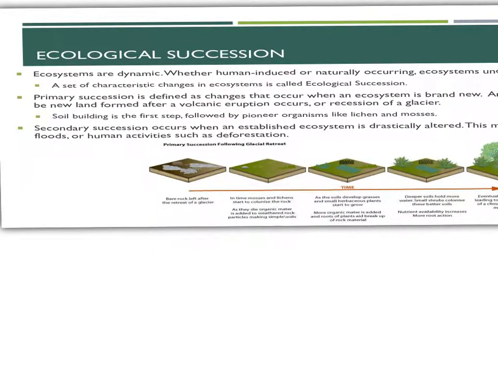The other type of succession is secondary succession, and this happens whenever there's an established ecosystem that gets altered by some activity, like human activity, or some kind of natural disaster like a fire or a flood.